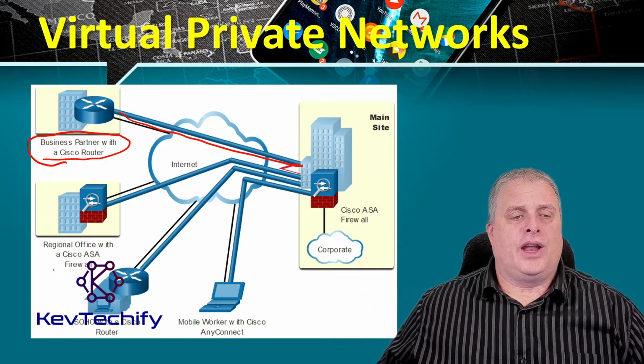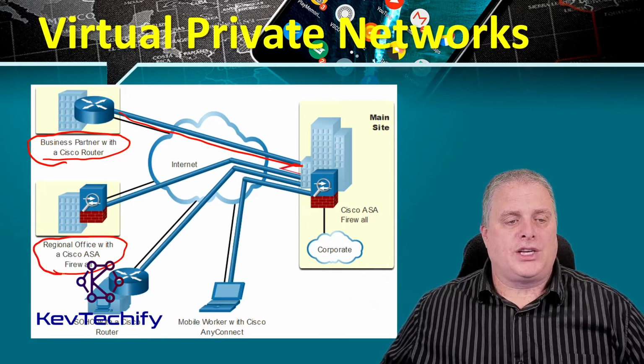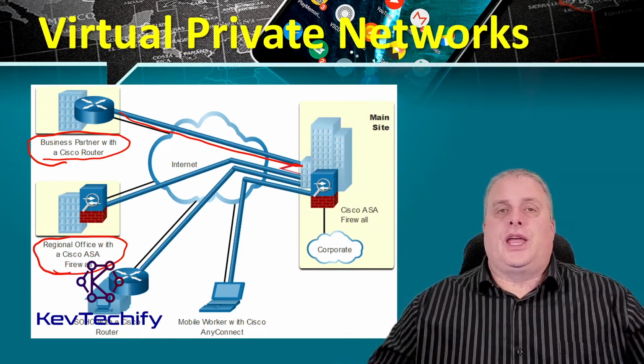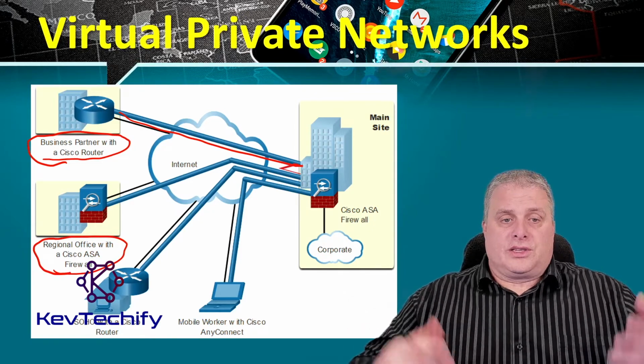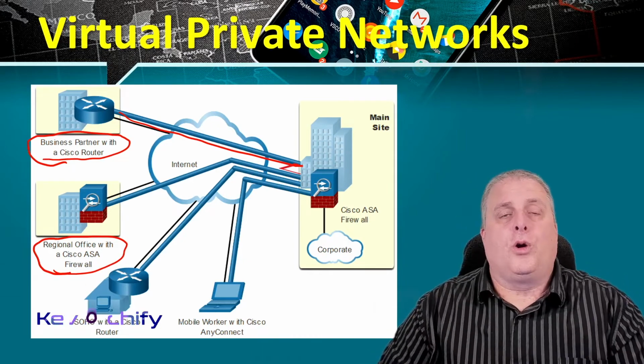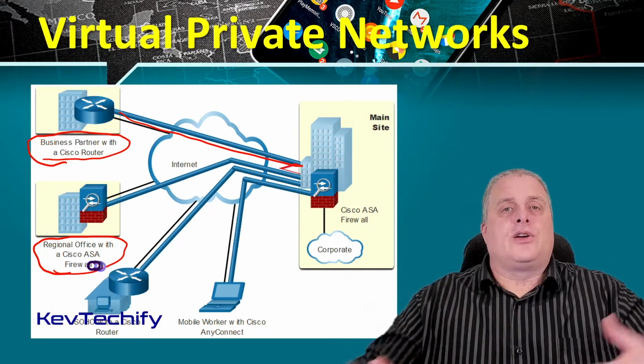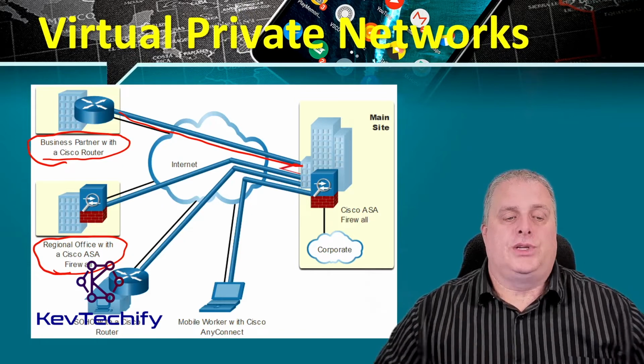Over here, you can have a regional office or a branch office. You have multiple locations throughout your area. Let's VPN them back into our corporate network. That way it gives the appearance they're on our corporate network and they have access to all those resources.